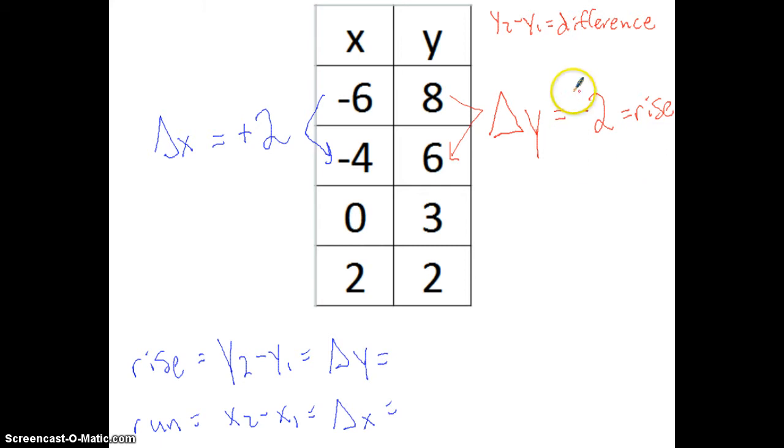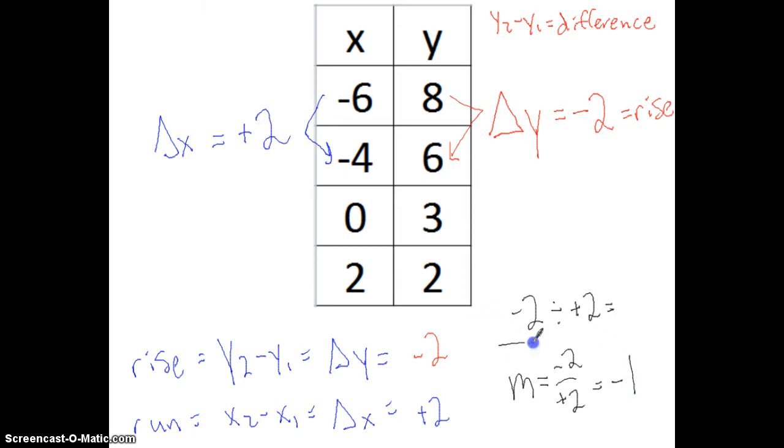No matter what I do, the rise is negative 2. I subtract 2 to get from 8 to 6, and the run is positive 2. I add 2 to get between those two. And that means that my slope is negative 2 over positive 2, and that can be simplified. Negative 2 divided by positive 2 is, negative by a positive is negative, 2 divided by 2 is 1. Okay, so this one could be simplified.